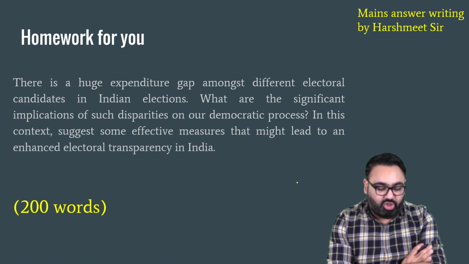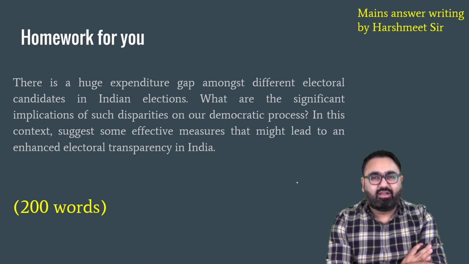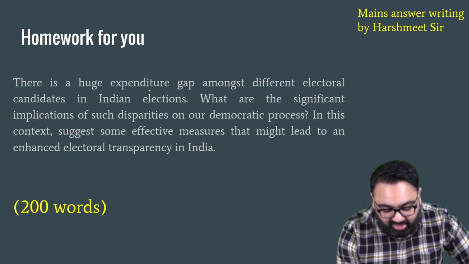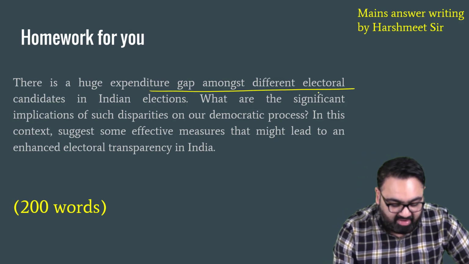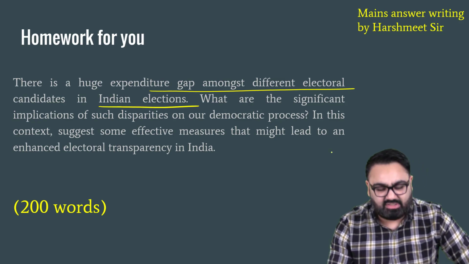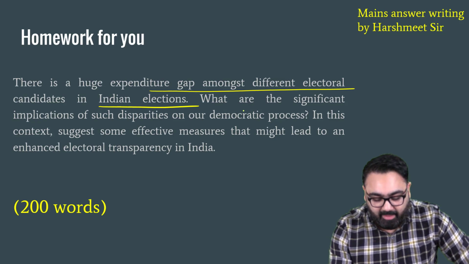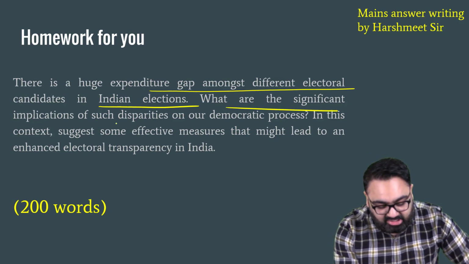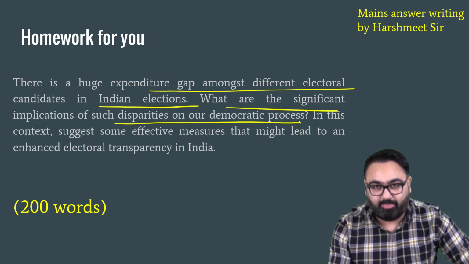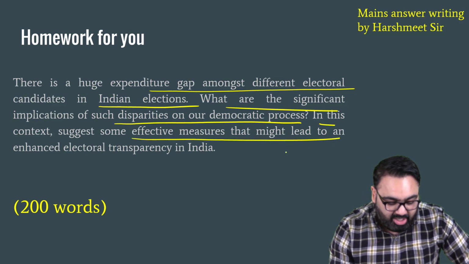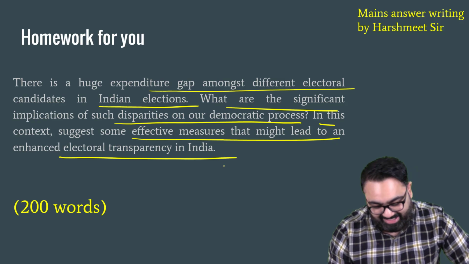Here is homework for you. I have made a question from a topic that is in the news: election expenditure. The question is, there is a huge expenditure gap amongst different electoral candidates in Indian elections. Some candidates spend a lot more money as compared to others. What are the significant implications of such disparities on our democratic process? In this context, suggest some effective measures that might lead to enhanced electoral transparency in India.